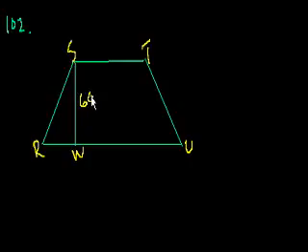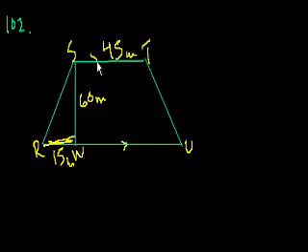They're saying the height of this is 60 meters. This length is 45 meters. And they're saying this right here, this length is 15 meters. Fair enough. Okay. Quadrilateral RSTU, shown above, is a site plan for a parking lot in which side RU is parallel to side ST. Okay, so this and this are parallel. What is the area of the parking lot?